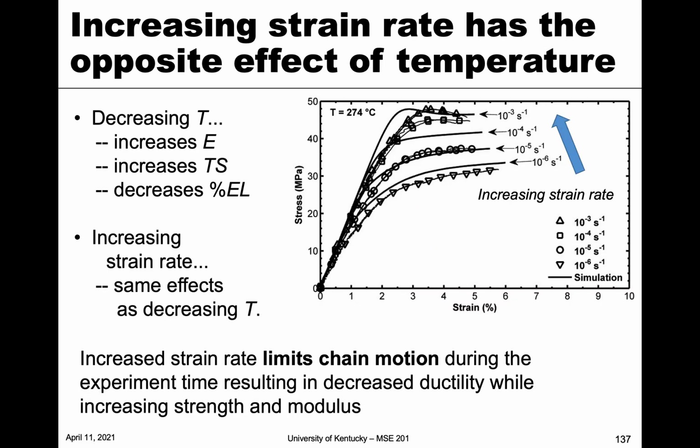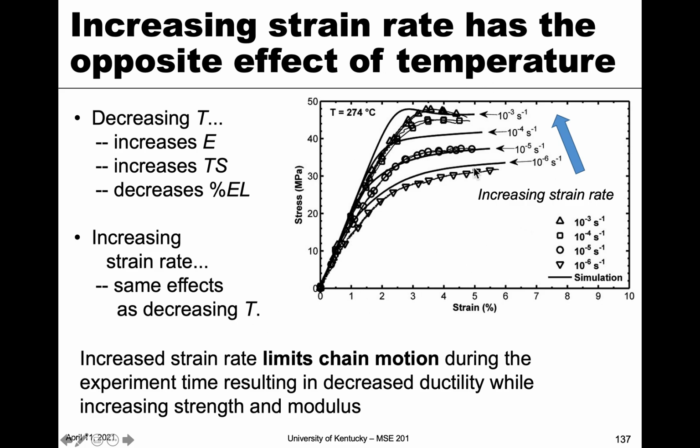Also, we have to think about the way that we test the material. How quickly we pull or strain the material is known as the strain rate. And this has a similar effect but opposite to temperature, because the faster that we test it, the less time we're allowing for chain motion. So the increased strain rate limits chain motion, right? If you pull it really fast, then we don't allow time for those chains to move and to adjust to the higher forces and strain. So what we see is that increasing strain rate has the same effects as decreasing temperature.